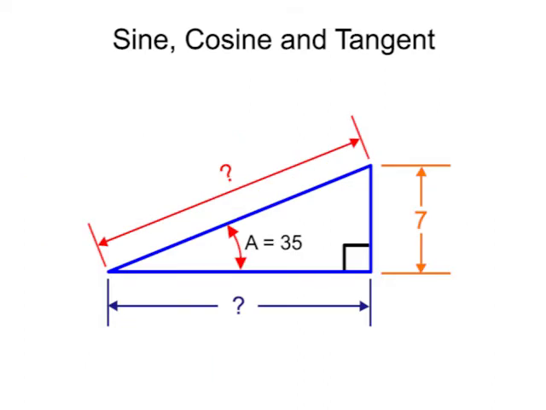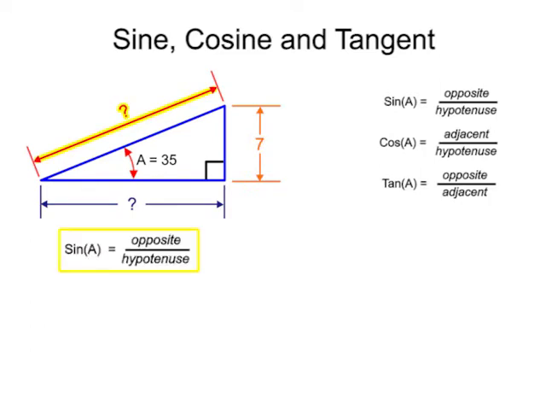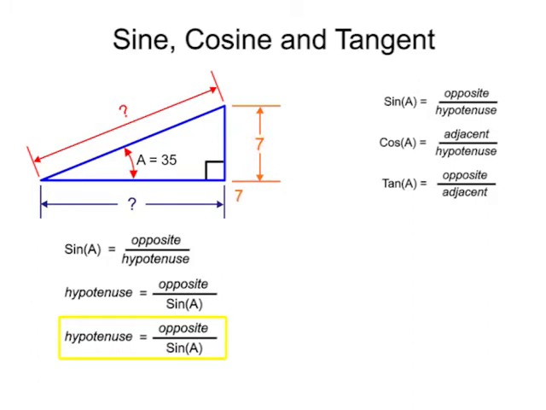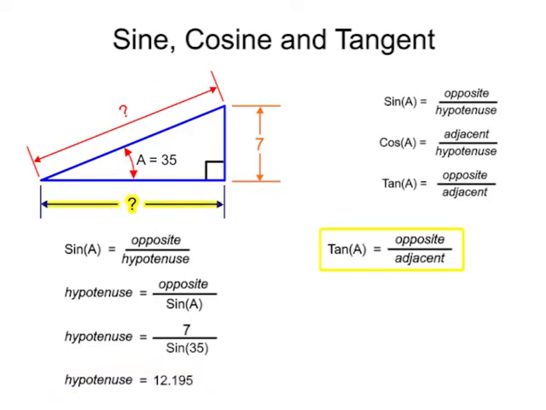If any one variable in the equation is unknown, we can use the sine, cosine, and tangent equations to solve for the missing value. For example, if we know that angle A is 35 and the opposite side is 7, we can solve for the hypotenuse using the sine equation. First, rearrange the equation to solve for the hypotenuse. Then, using a calculator, enter 35 degrees into the sine function. Substitute the value into the equation and calculate the results. Similarly, we could solve for the adjacent side using the tangent equation.